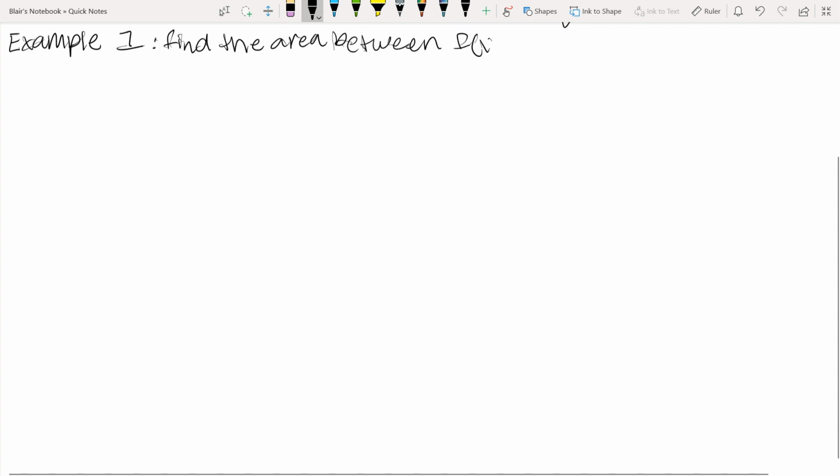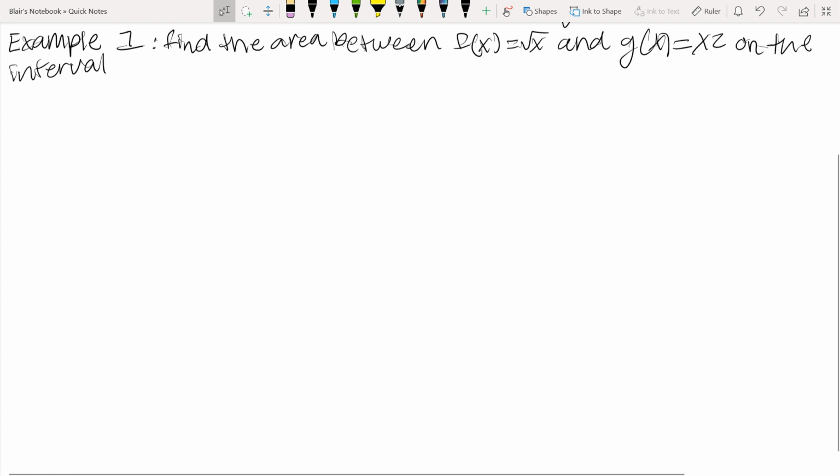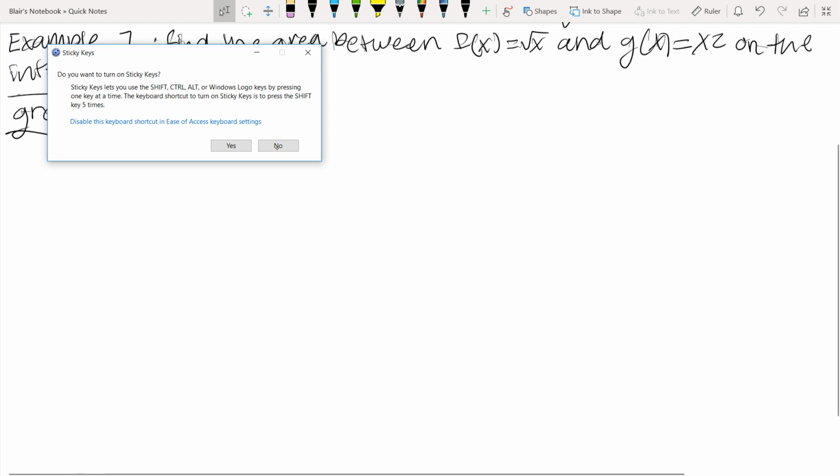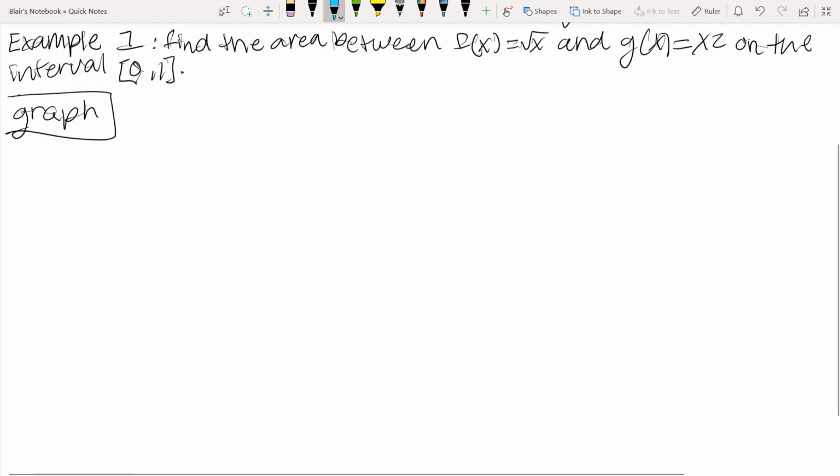For this first step, I'm going to use light blue to graph. I already know what it looks like because I worked it out before, but you can either put it into your calculator or make a table of values. I know this one is f of x equals square root of x, and I know this one is g of x equals x squared. So we are trying to find this area right here.